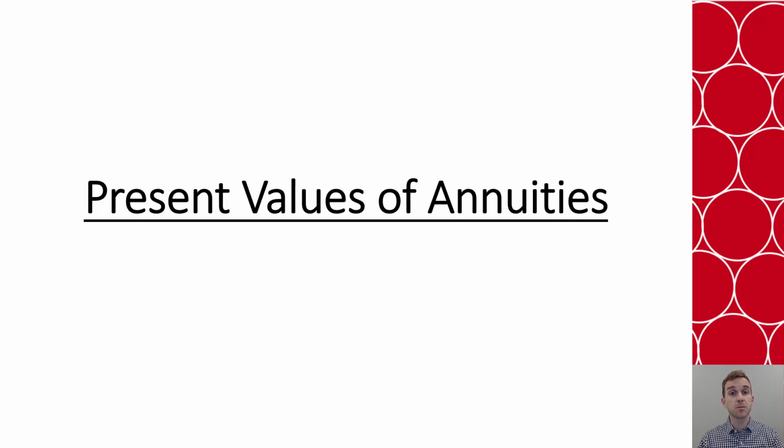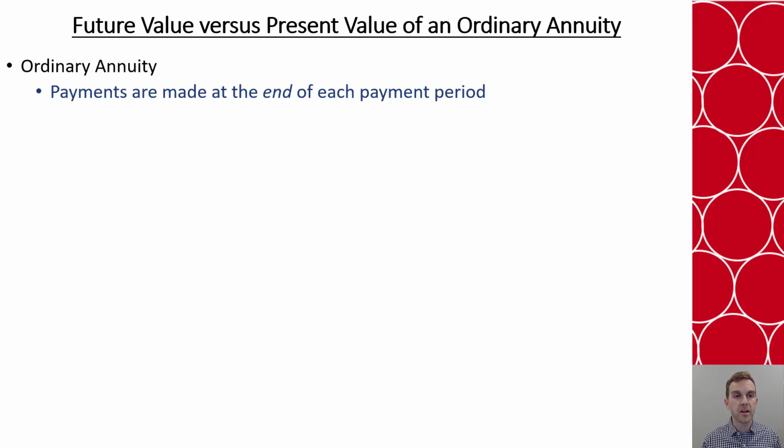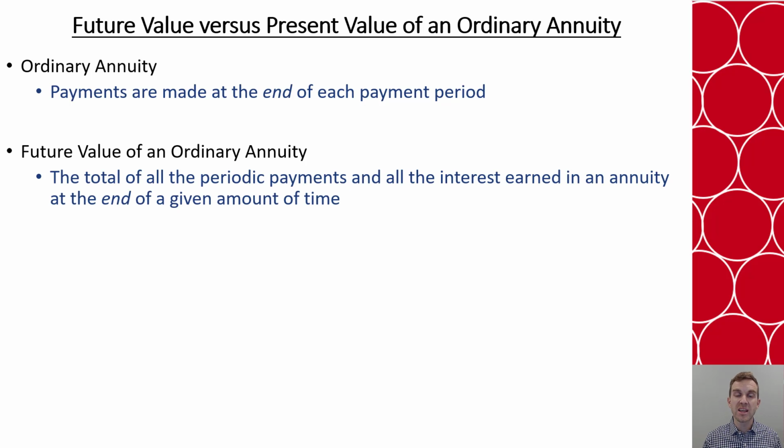In this video, we'll discuss present values of annuities. Now, it's important to recognize what's the difference between future value and present value. And as a reminder, an ordinary annuity is one that pays out at the end of each payment period. Now, as we discussed before, the future value is the total of all the periodic payments and all the interest that we earn in an annuity at the end of some amount of time.